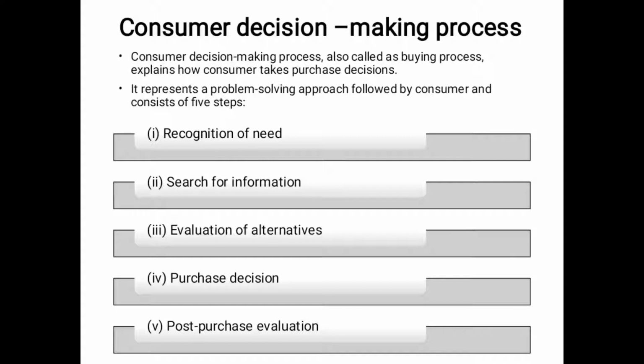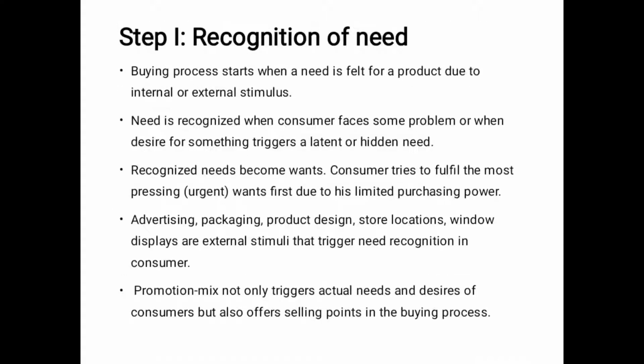The first one is recognition of need. Here I'll just read out these steps, but in the next slides I will be explaining each one. Recognition of need. Second is search for information. Third is evaluation of alternatives. The fourth is purchase decision. And the final is post purchase evaluation. These are involved in a small or a big item, whichever you are buying. This process is going on in your mind and in actual life and reality. So we'll go one after another.